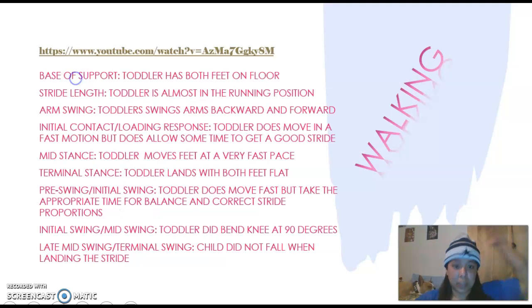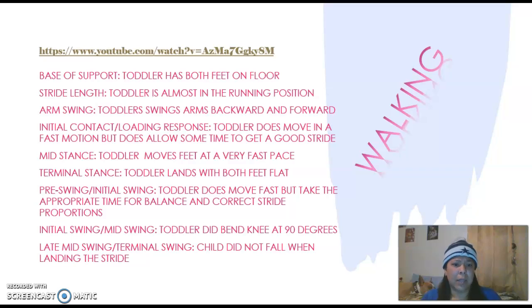There's a link at the top of this slide, basically evaluating a toddler's walk. In evaluating that video, I was able to determine that the toddler had initially started off with both feet on the floor. The toddler was mostly running in the stride length, or you could say walking very fast. The toddler swings the arms backward and forward in a running motion, but with no control of the limbs.